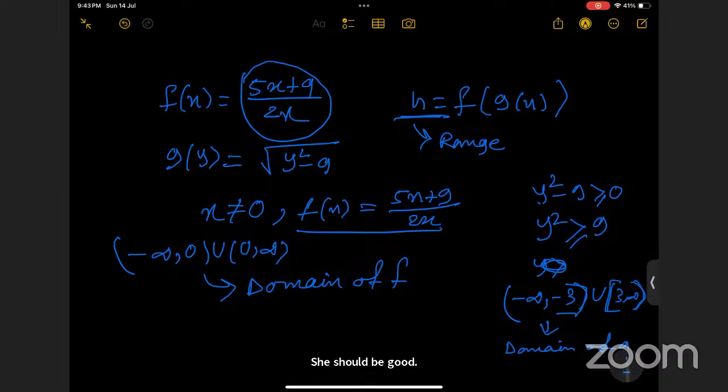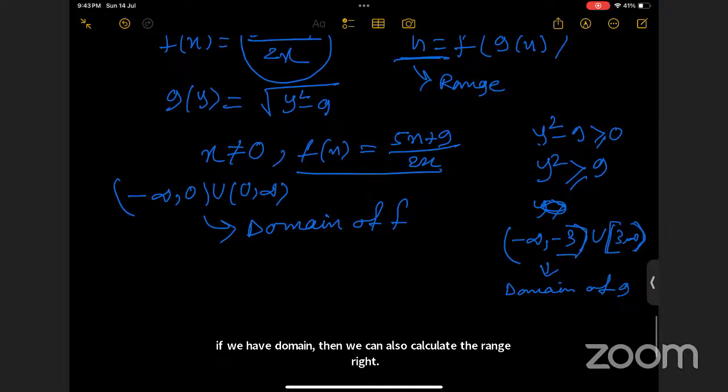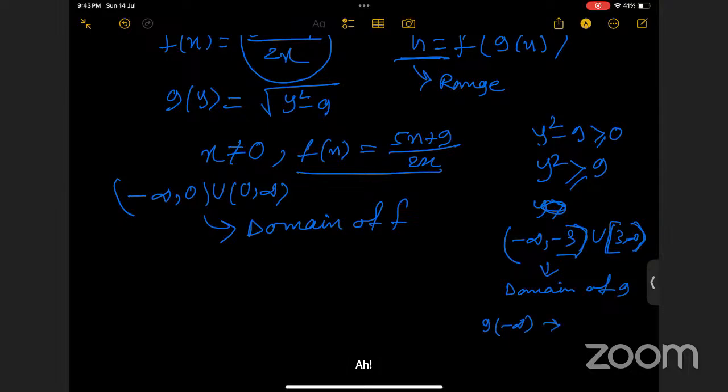Now, if we have the domain, then we can also calculate the range, right? We just need to consider the functional value. So if we take minus infinity here, g of minus infinity will tend to infinity, right? Because we are doing infinity minus 9, which is again infinity. Can you help me with the range of f of x? That I could identify. So this is basically 0 to infinity, right?